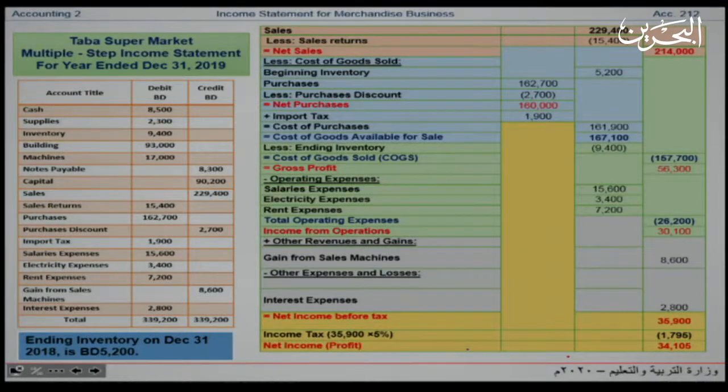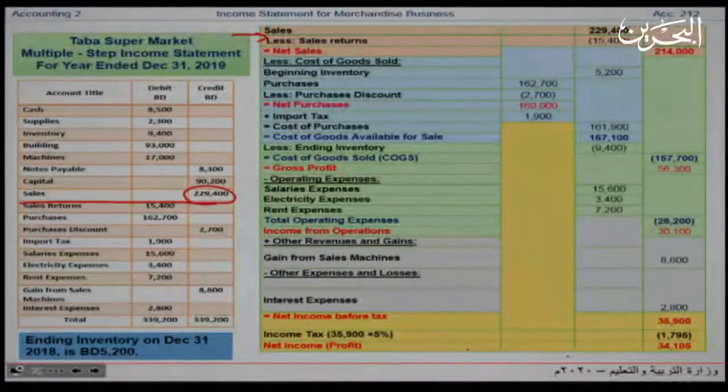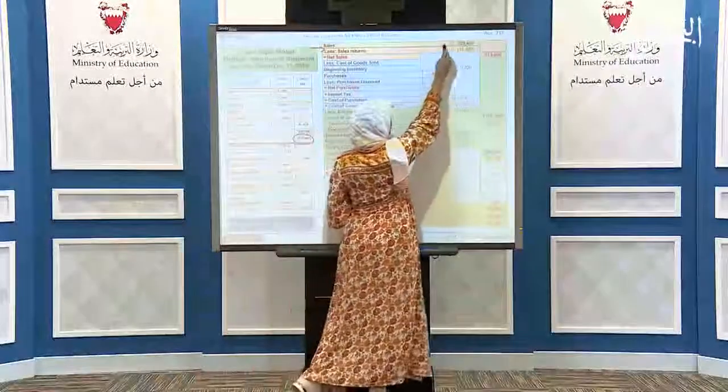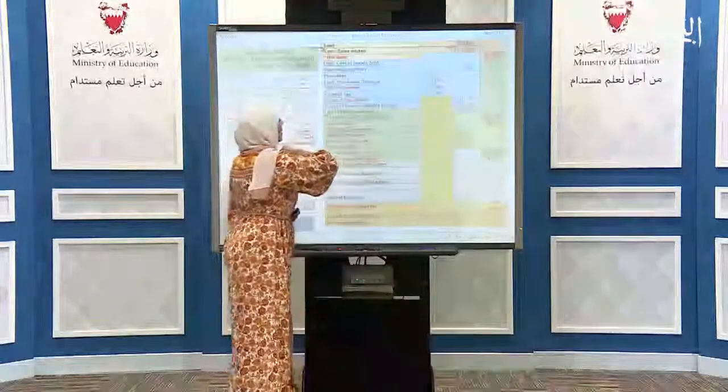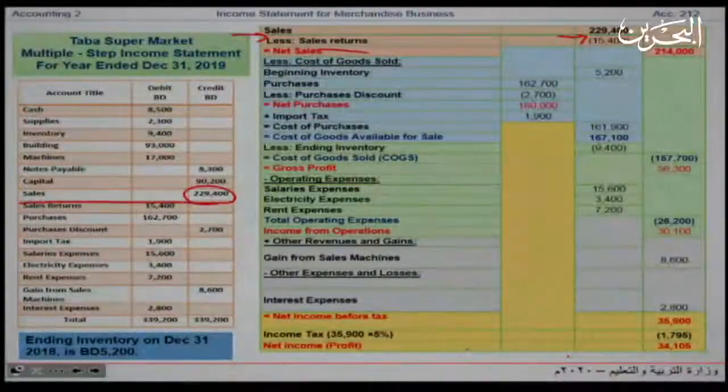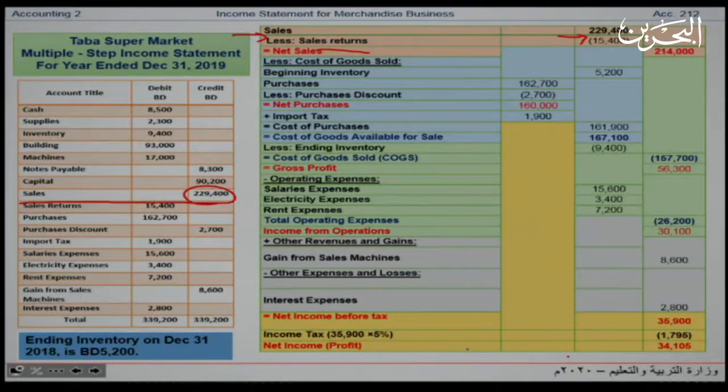It will start with the sales figure. Okay, from where can I get the sales? Returning back to the data of the company, let us see the sales. I have the sales with a figure of 229,400. So I write here sales and I mention the figure of the sales. Then I will subtract the sales return, and it will be 15,400. Here I have the sales return. After I subtract the sales return, I will get the net sales, and it will be 214,000.